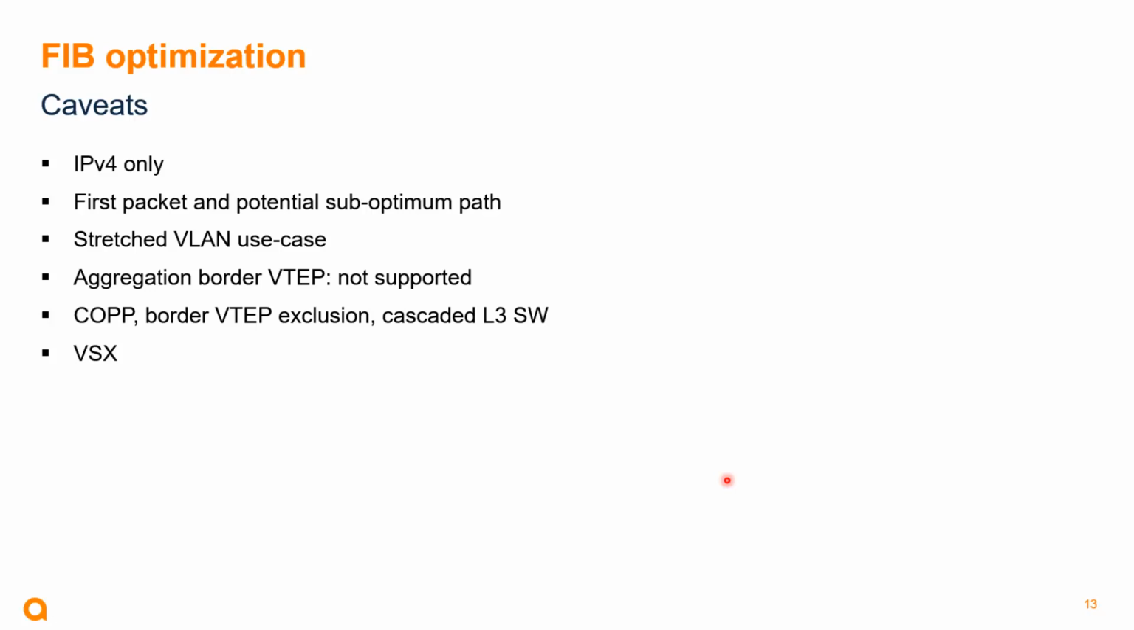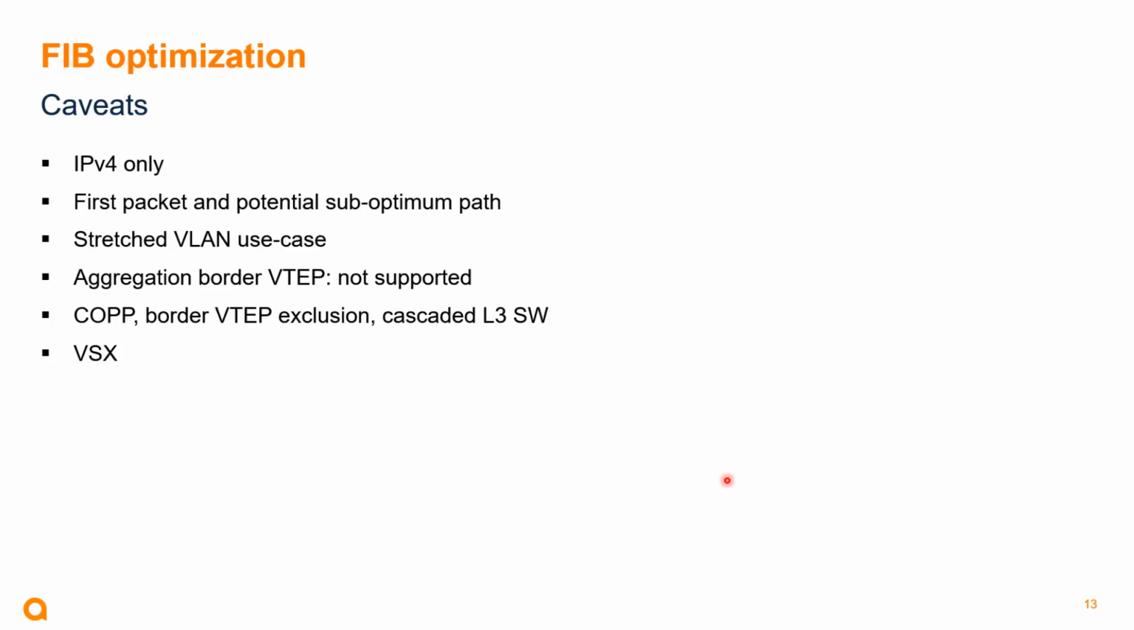As I already touched on a little bit, we'll see some potential suboptimal path. There are some fixes pending for a known issue in delayed establishment when the stretch feature is enabled in combination with stretch VLAN. We need to warn that aggregation border VTEP is not supported for FIB optimization. So it's really not recommended to enable FIB optimization on aggregation border.